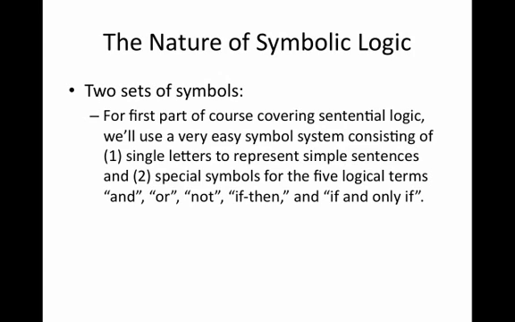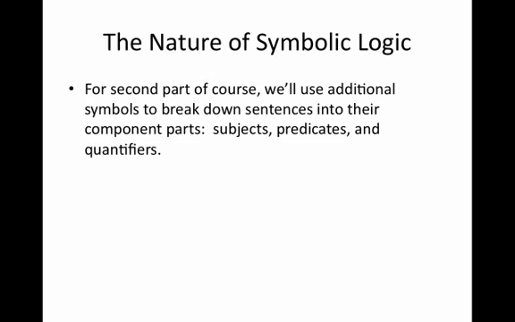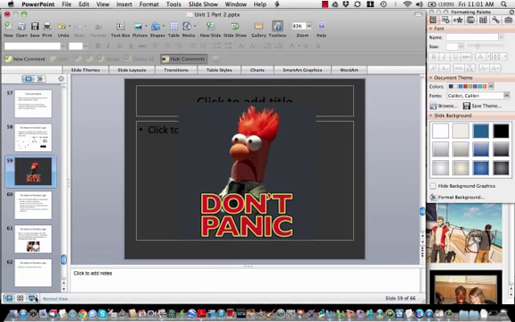Can you count to five? 1, 2, 3, 4, 5. Bam! You're done. First five letters of the alphabet. A, B, C, D, E. Boom! That's all the symbols you have to learn. If you can count to five and you know the first five letters of the alphabet, then you can learn these five symbols. I believe in you. In the second part of the course, we'll use additional symbols to break down sentences into their component parts: subjects, predicates, and quantifiers. But we'll get to that later. All right. May the force be with you.